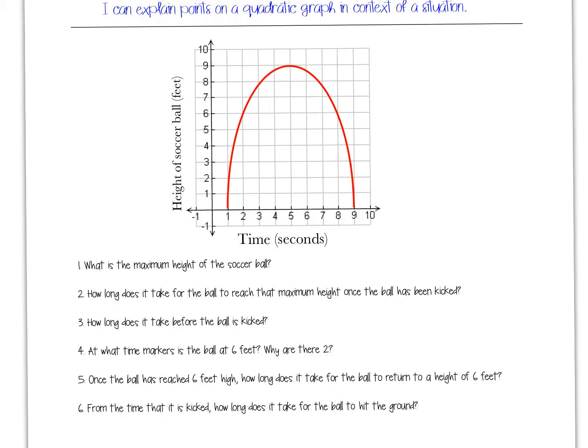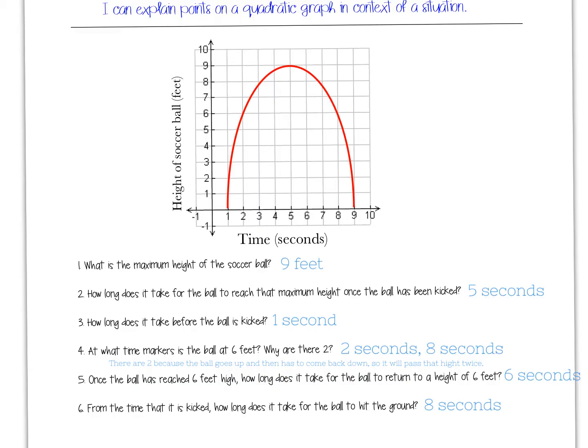Alright, so now let's look at this exact same graph, but let's put it in context. My x-axis is almost always time, and in this case we're talking about time in seconds. And here the context is this is the height of a soccer ball. So a soccer ball is being kicked, it's going up and it's coming down because of gravity. Now I'd like you to pause the video and see if you can look at this graph to answer any of these 6 questions.